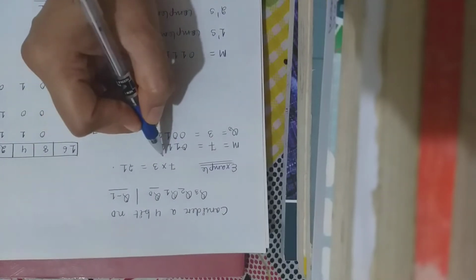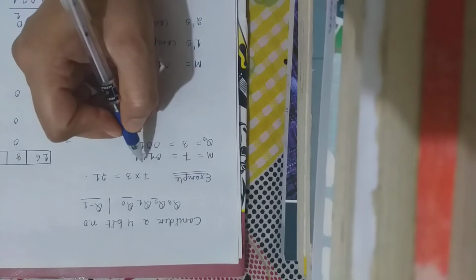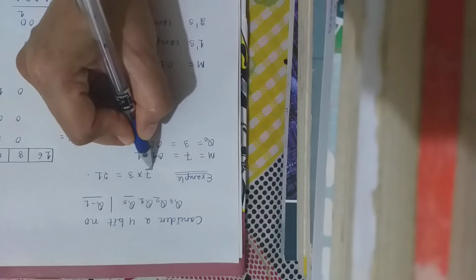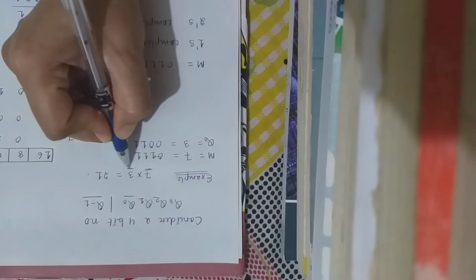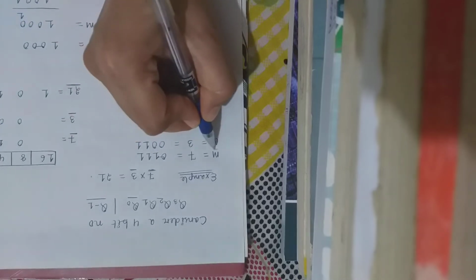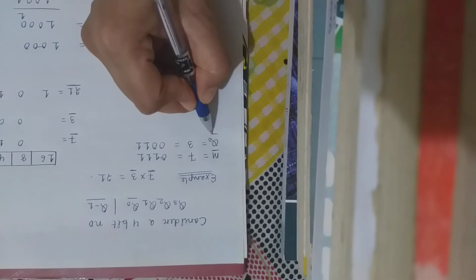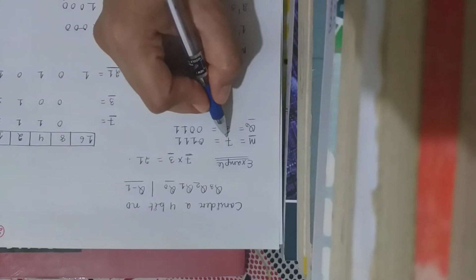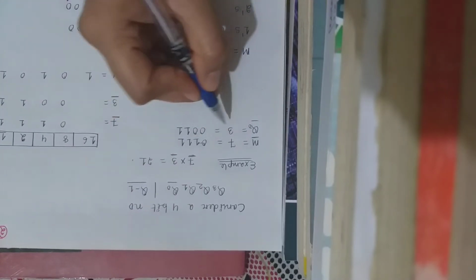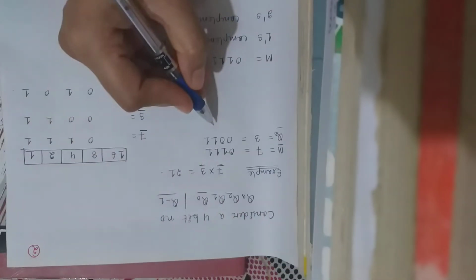As we know that 7 cross 3 equal to 21. But 7 is the multiplicand, and 3 is the multiplier. 7 is stored in M and 3 is stored in Q. And the binary value of 7 is 0 0 1 1 1, and the binary value of 3 is 0 0 0 1 1.